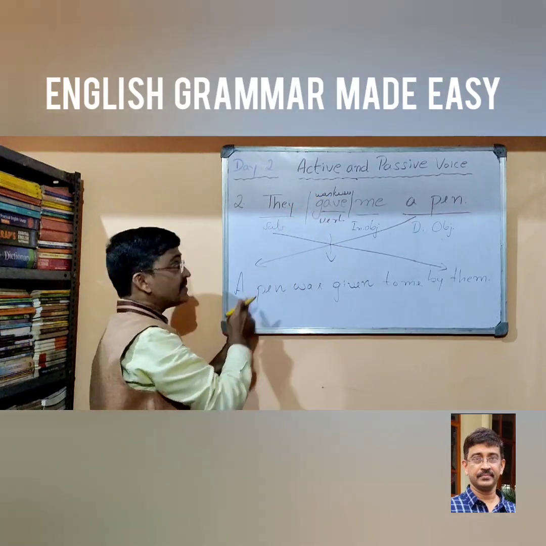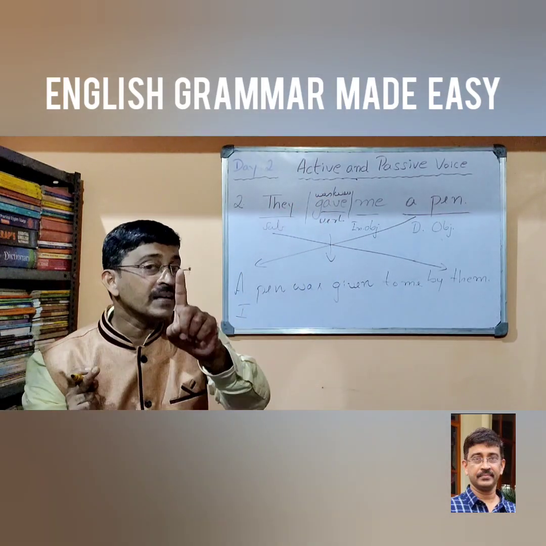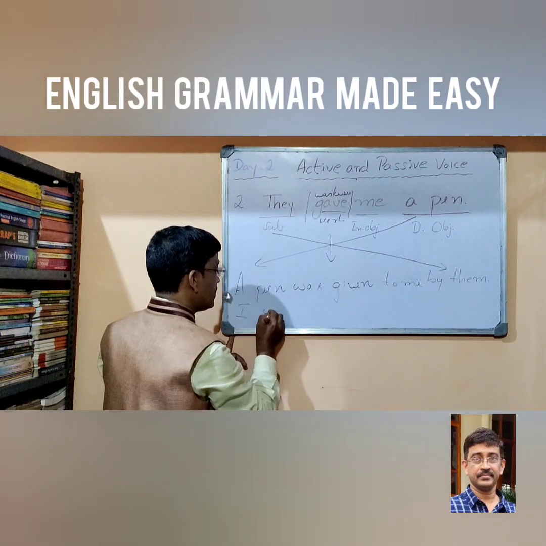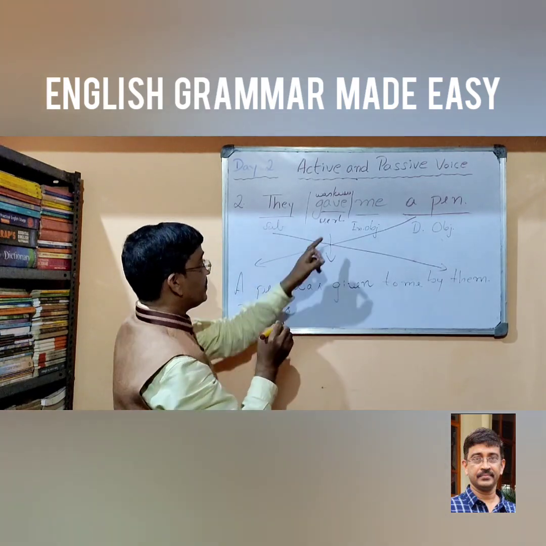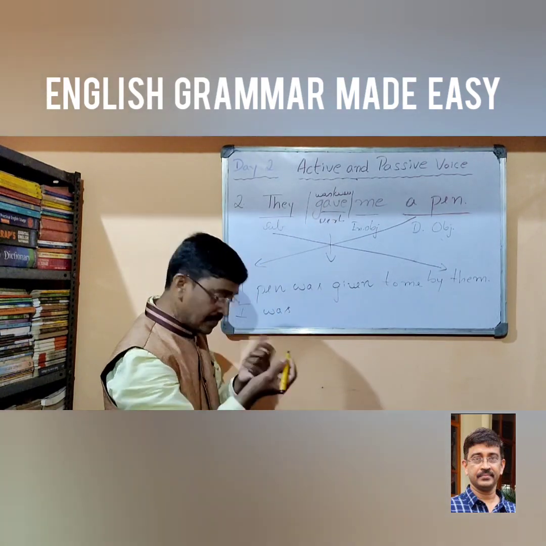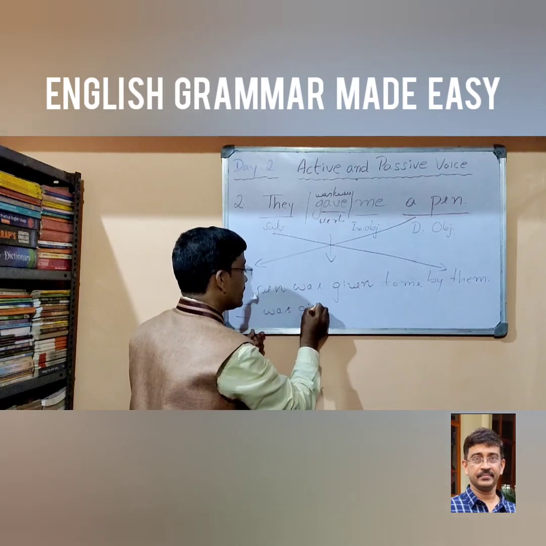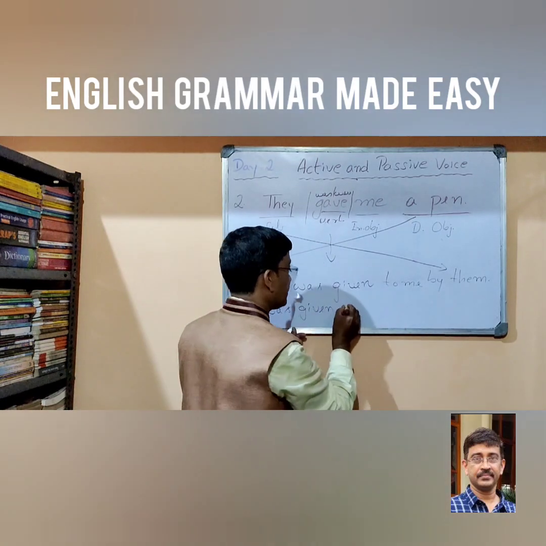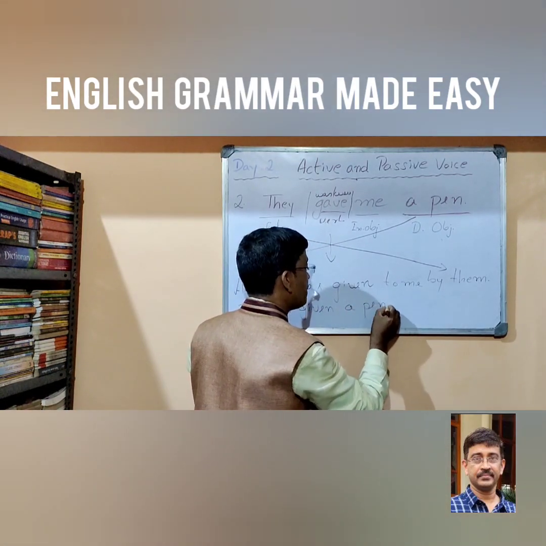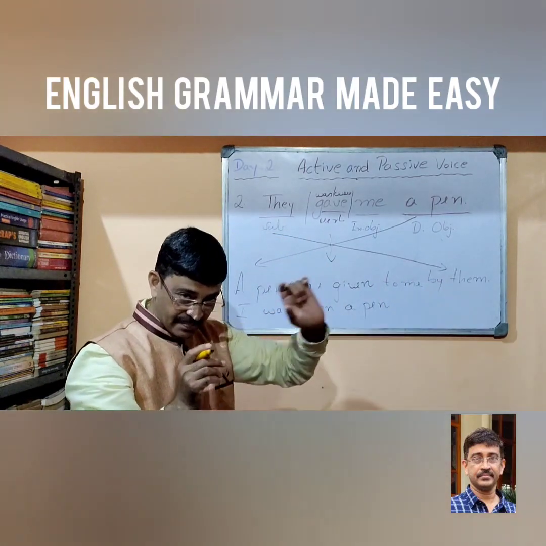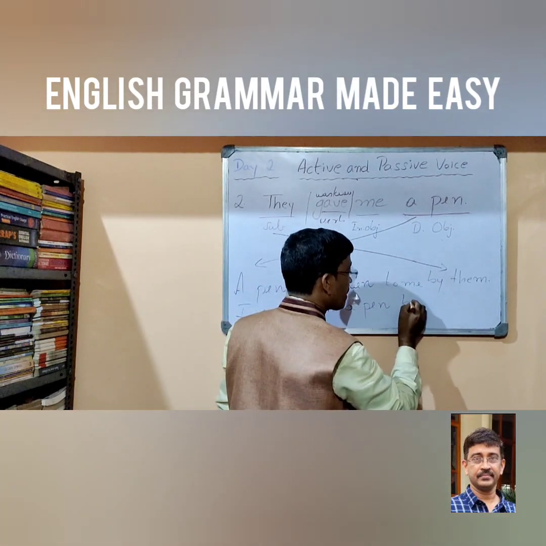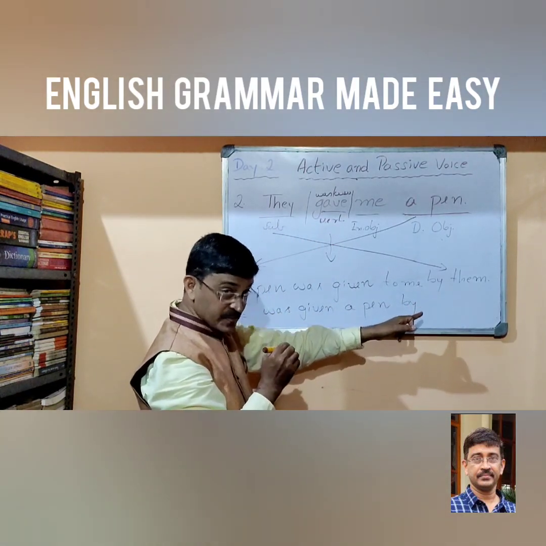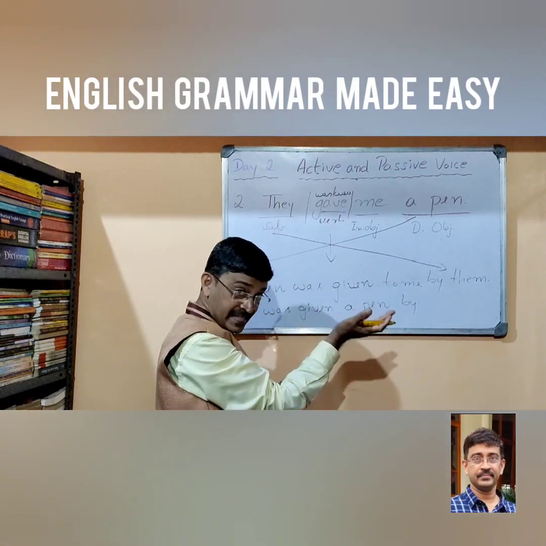It is singular, so you are taking the singular form of the helping verb, was. I was. Third form of this particular word: I was given. I was given what? A pen. I was given a pen. At the end you will write the preposition by. By them. Change it into objective case. Right? They becomes them.